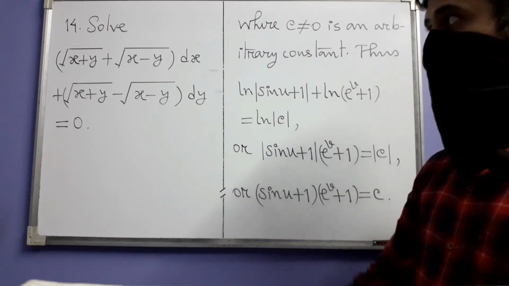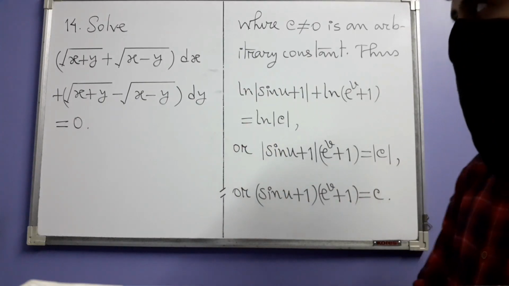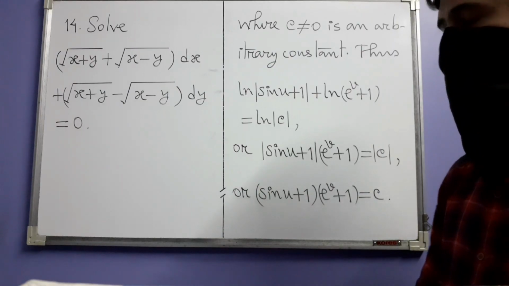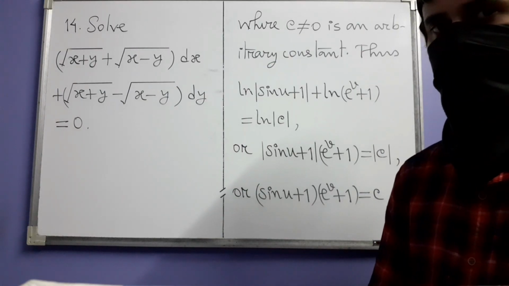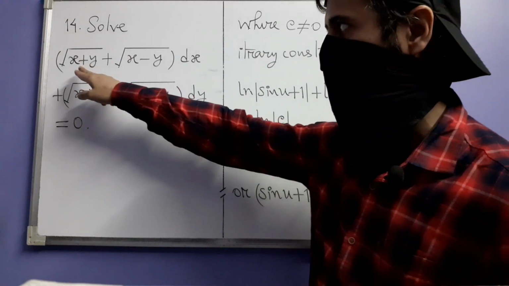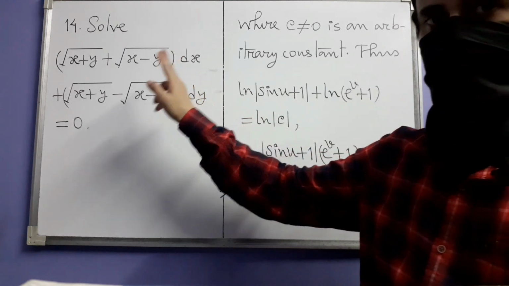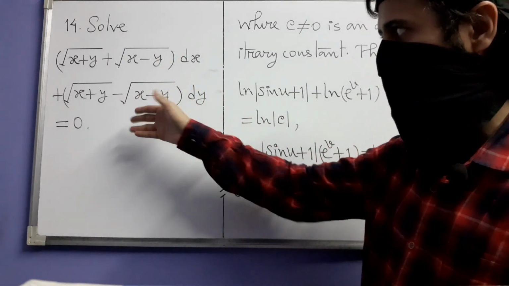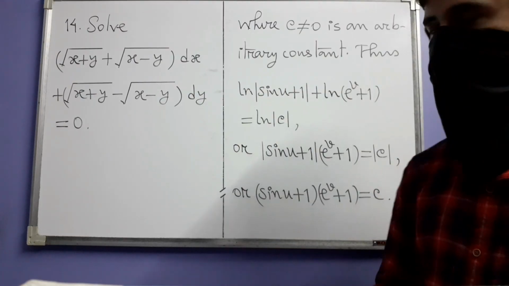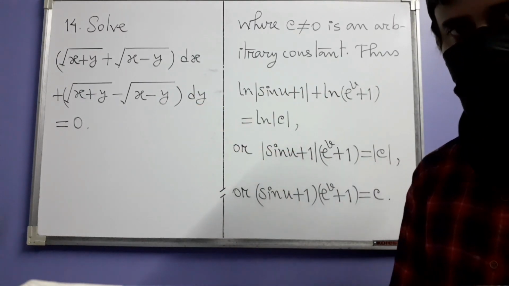Next, let us see number 14. You can try the other ones before it. Now here the equation is not really separable, but it is homogeneous, and you can see what the equation is: root of x plus y plus root of x minus y, times dx, plus root of x plus y minus root of x minus y, times dy, equals 0. So just from this you cannot so simply separate x and y.